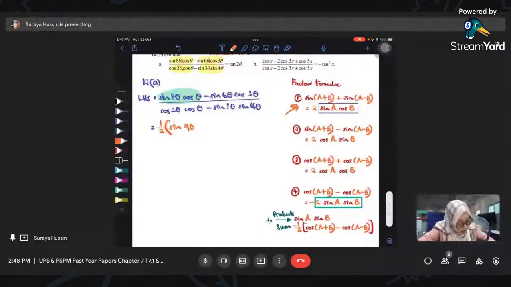Sine 9 theta plus sine 7 theta. Kamu kejut.